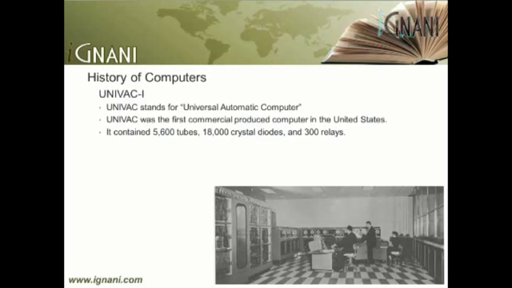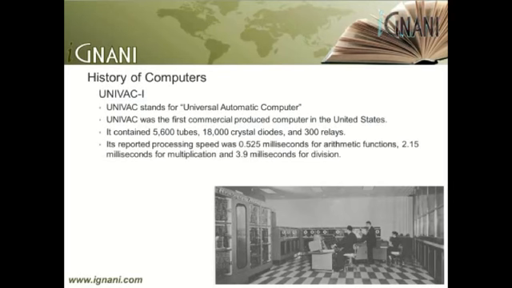The UNIVAC was also the first computer to come equipped with a magnetic tape unit and was the first computer to use buffer memory. It utilized a mercury delay line, magnetic tape, and typewriter output. The UNIVAC was used for general-purpose computing with large amounts of input and output. Power consumption was about 125 kilowatts. Its reported processing speed was 0.525 milliseconds for arithmetic functions, 2.15 milliseconds for multiplication and 3.9 milliseconds for division.